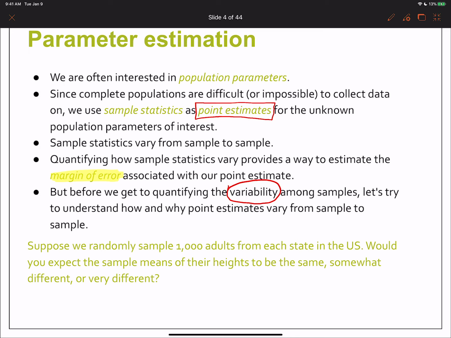So last time, what was the variability measure that we used for the mean? What was that one called? What do we call that? Do you all remember that one?